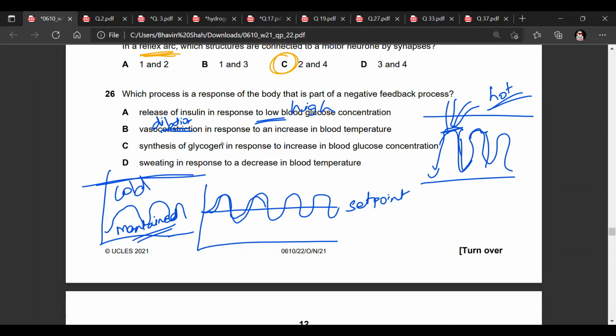30th. Which statement about the human immunodeficiency virus is correct? As we understand, HIV causes a disease which is called AIDS.